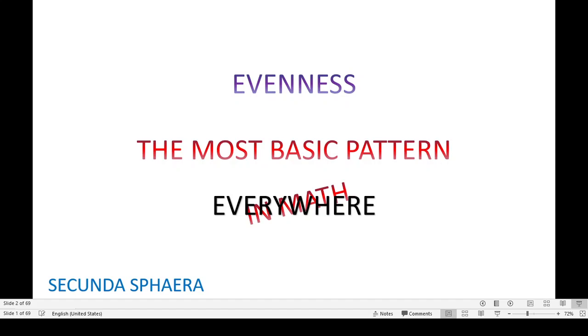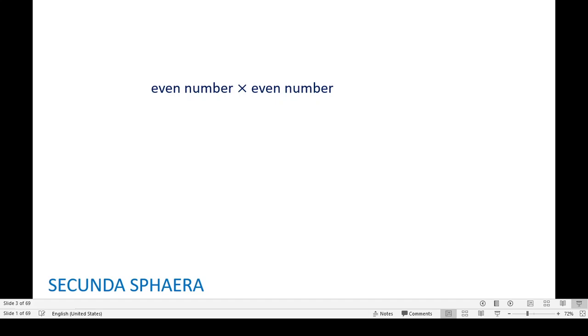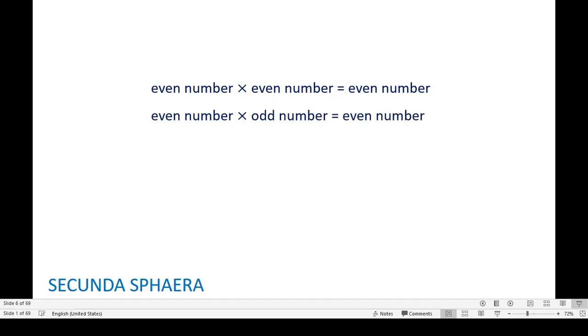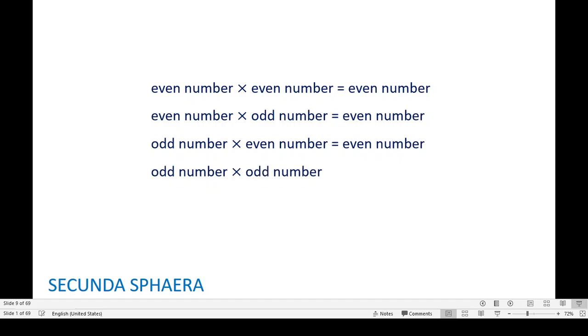You may remember, but if not, feel free to complete the next table with me. So in this case, we have that even number times even number gives a product of an even number. Even number times odd number is a product of an even number. An odd number times an even number gives a product of an even number. And an odd number times an odd number gives a product of an odd number.